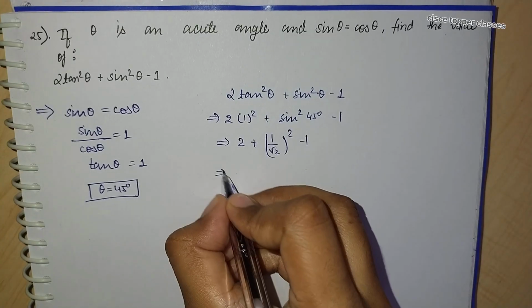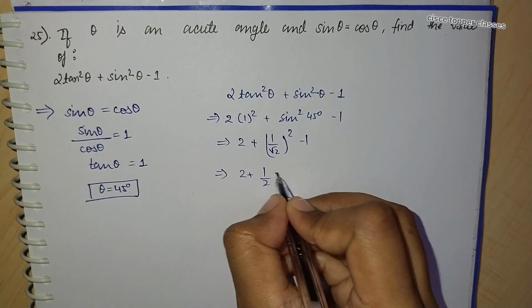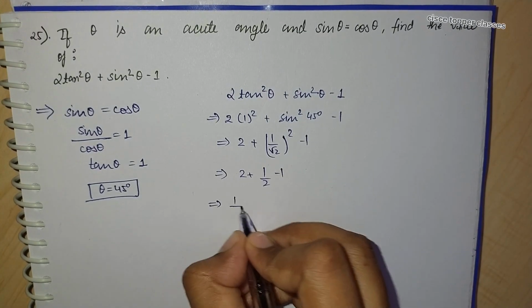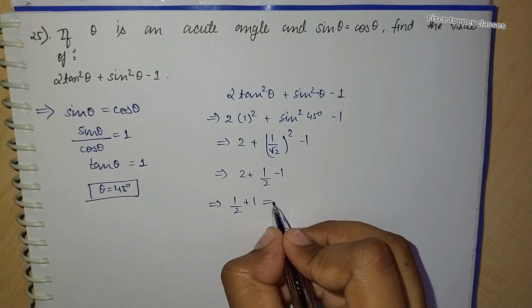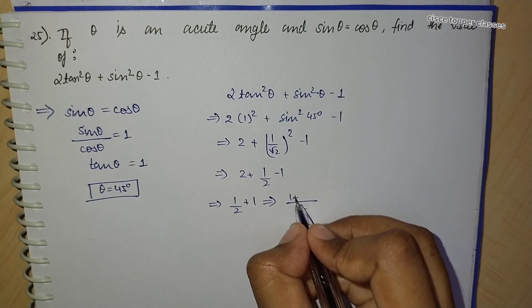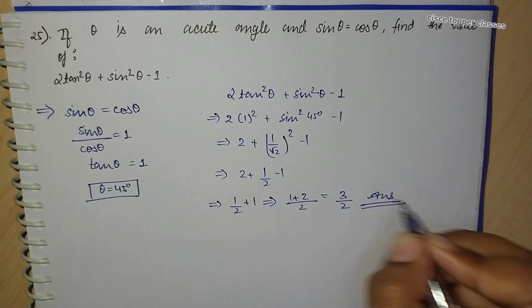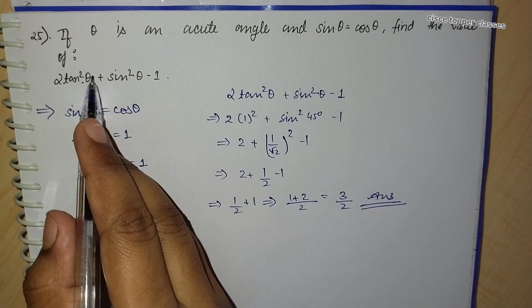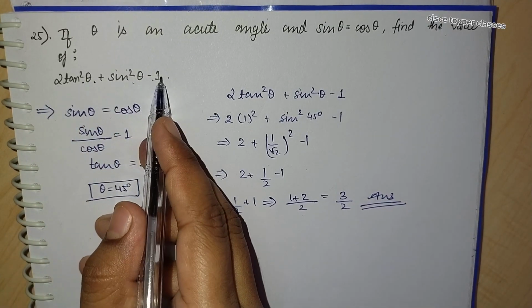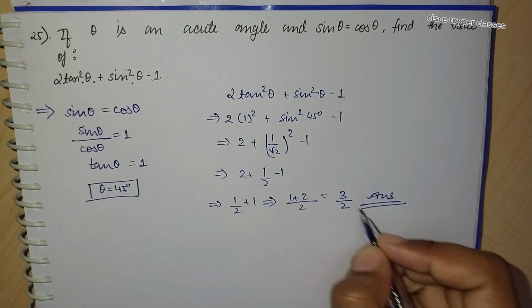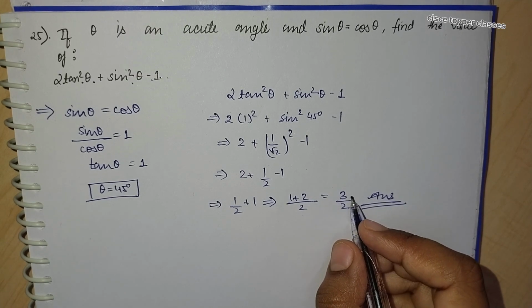So on solving this part, we will get 2 plus 1 by 2 minus 1. This will be 1 by 2 plus 1. On taking LCM 2, 1 plus 2 is equal to 3 by 2. So this is the final answer in this question. The value of 2 tan square theta plus sin square theta minus 1 is equal to 3 by 2. So this is the final solution of the 25th question.